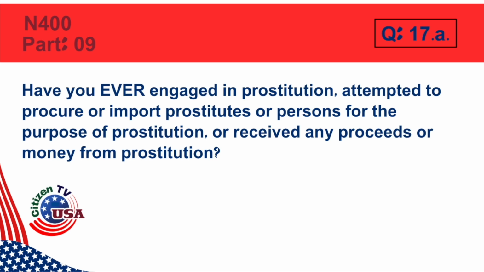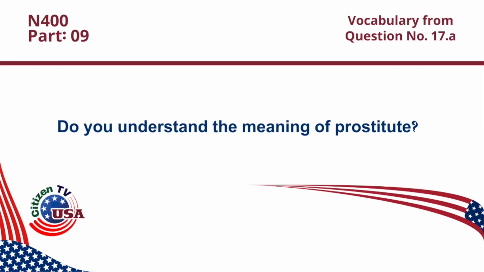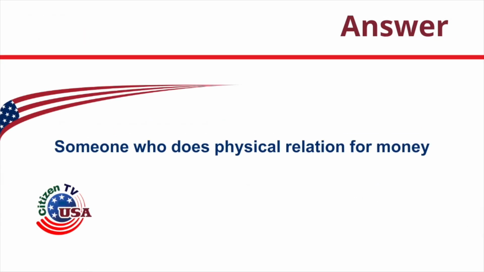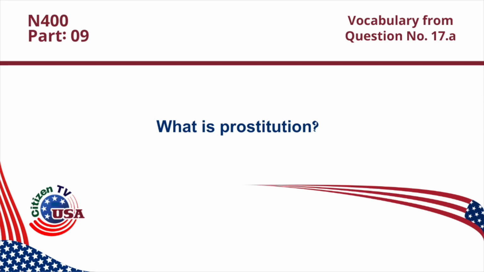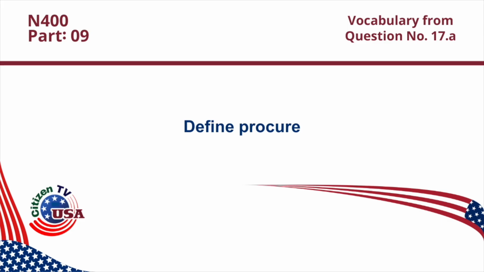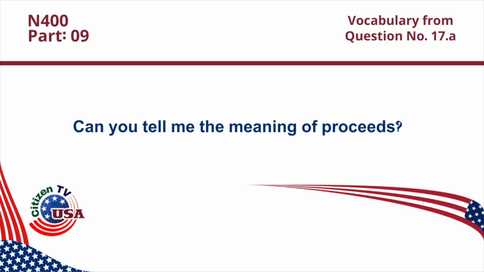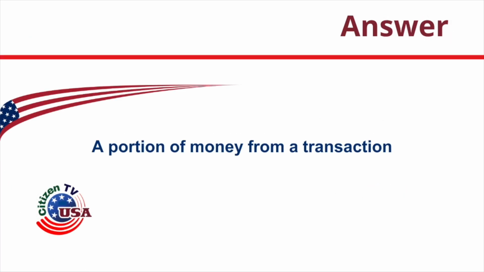Have you ever engaged in prostitution, attempted to procure or import prostitutes or persons for the purpose of prostitution, or received any proceeds or money from prostitution? No. Do you understand the meaning of prostitute? Someone who does physical relation for money. What is prostitution? Doing physical relation for money. Define procure. To encourage someone. Can you tell me the meaning of proceeds? A portion of money from a transaction.